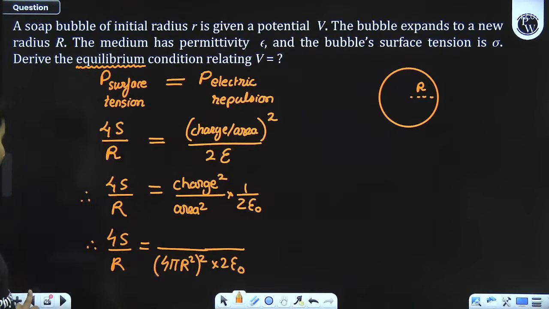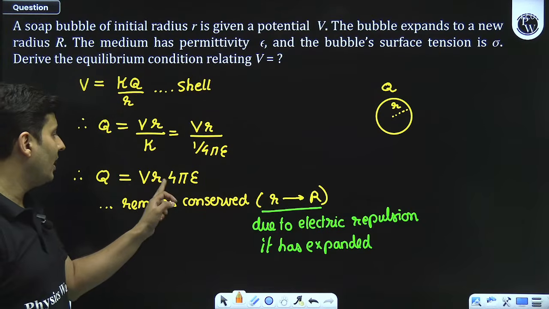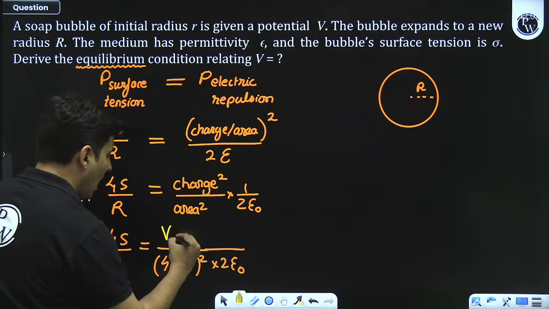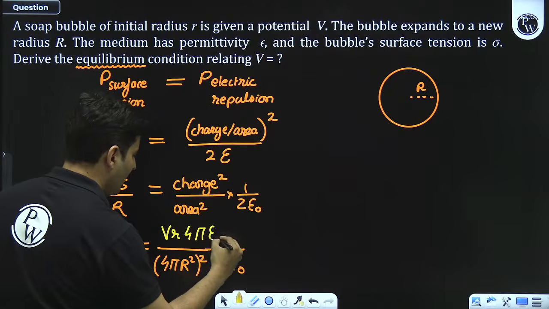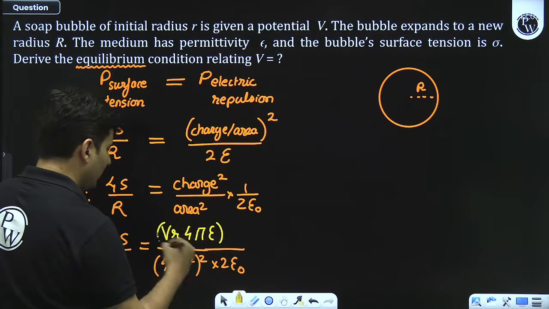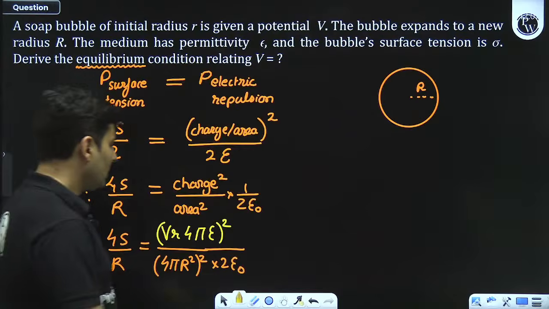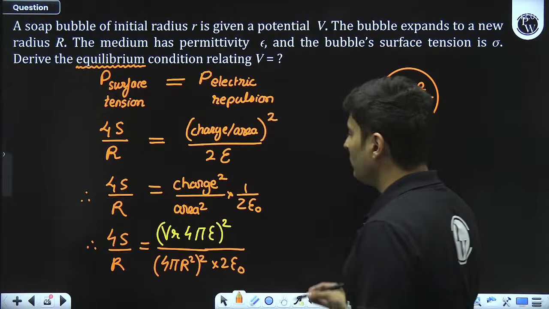What about the charge? Charge we got it from here. V R over 4 pi epsilon. V R over 4 pi epsilon. Okay, so we have to take this also and square it. V small r over 4 pi epsilon. That's it. Now we just need to keep on solving this.